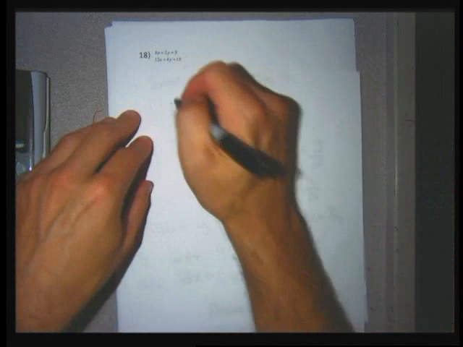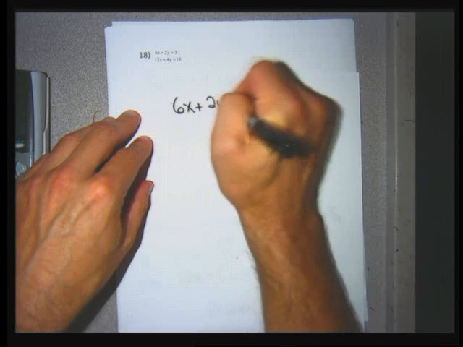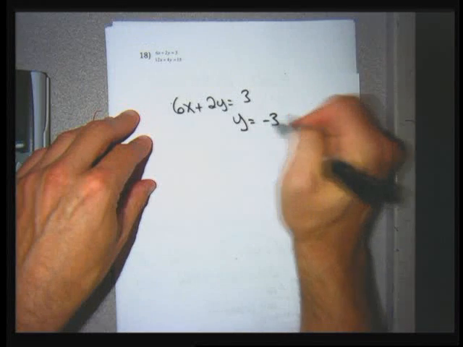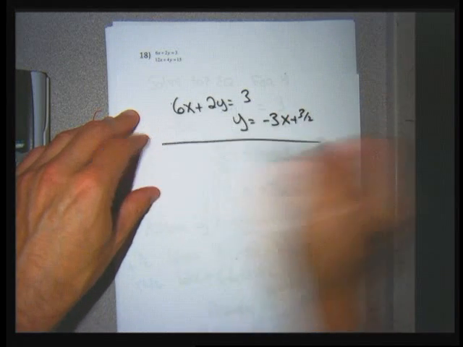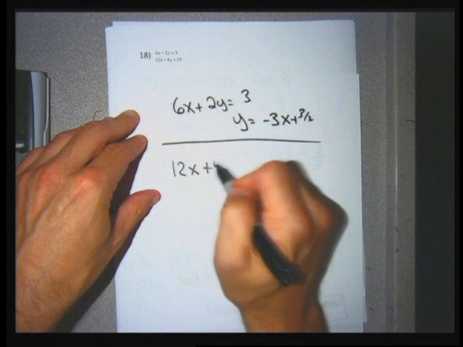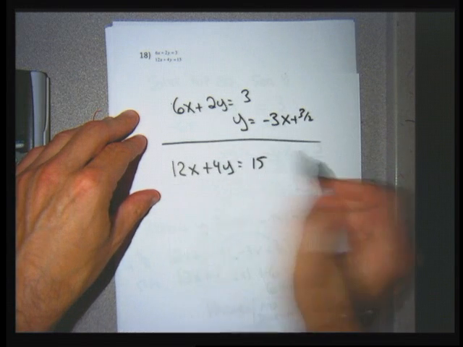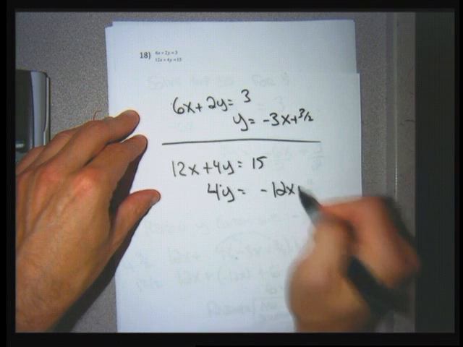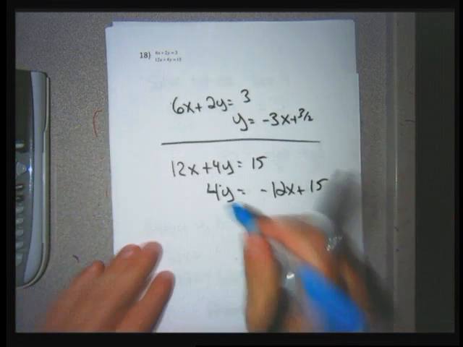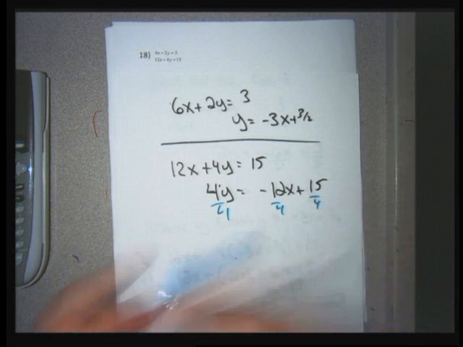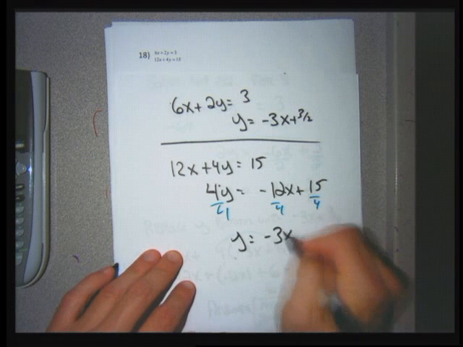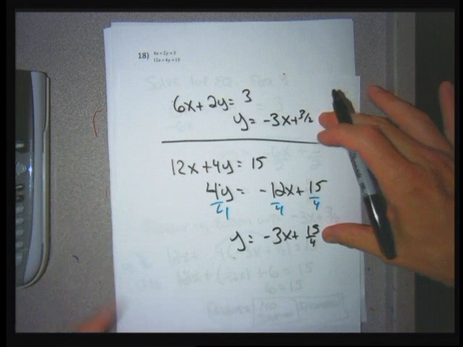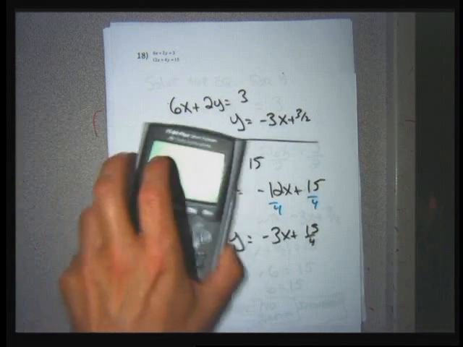If I take the top equation, 6x plus 2y equals 3, when I solve it for y, I got y equals negative 3x plus 3 halves. If I do the same thing to the bottom equation, 12x plus 4y equals 15, minus 12x on both sides, I get 4y equals negative 12x plus 15, divide by 4, I get y equals negative 3x plus 15 over 4. If I graph these two equations, I can tell that there's no solutions if the graphs are parallel lines that don't meet.